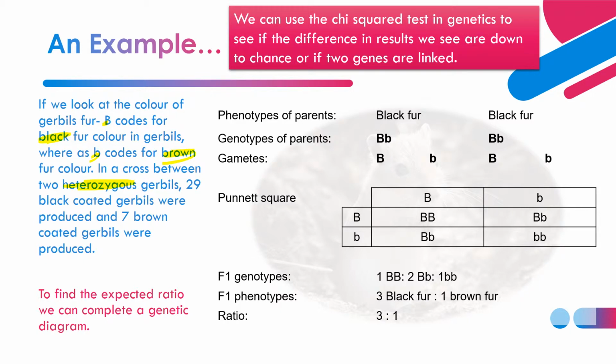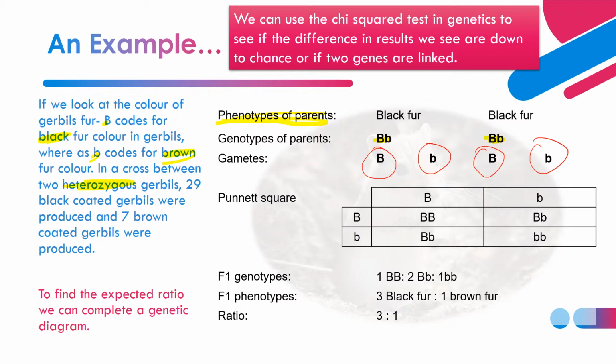We need to think about the phenotypes of our parents. We know we've got black fur, because they are heterozygous. The genotypes would be dominant B, recessive b, and our gametes should be in circles: dominant, recessive, dominant, recessive. We carry out our Punnett square. Here we have one dominant homozygous, 2 heterozygous, and just one recessive. We put that into a ratio, so we've got 1 to 2 to 1.